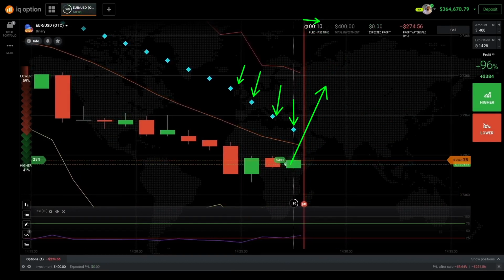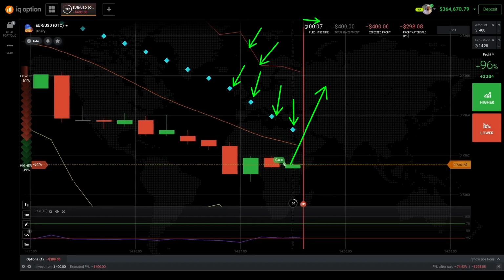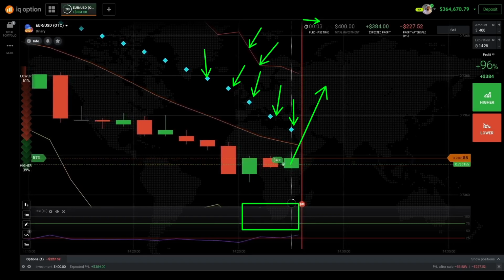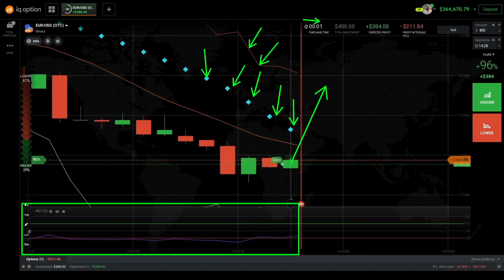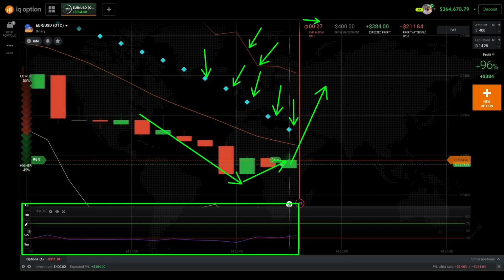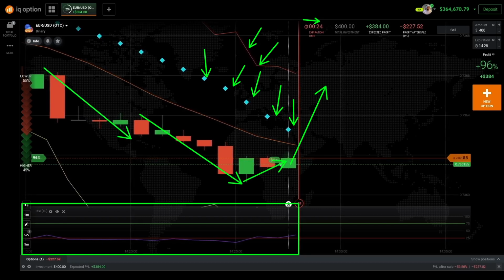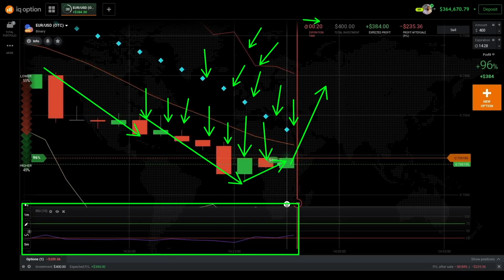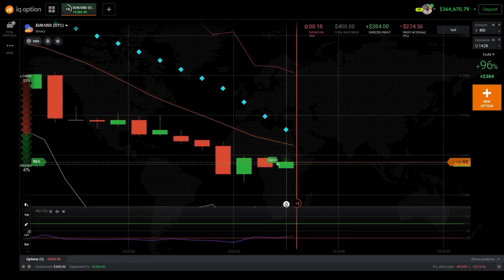My strategy is based on some indicators: bollinger bands, parabolic SAR, and RSI. Also, mostly my strategy is based on the chart patterns, my own chart patterns, my own indicators, and my own rules in my strategy.